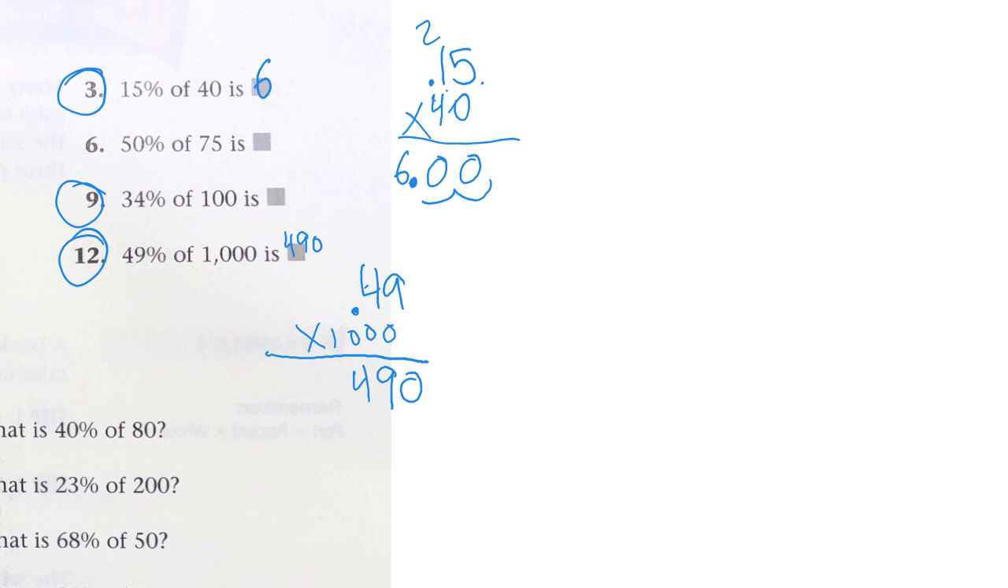Same thing for number 9. We wanted to find 34% of 100. You could write 34 as a decimal, and when you're multiplying by 100, you're going to move the decimal place 2 times to the right, by the number of zeros. There are 2 zeros in 100, so the decimal place will move 1, 2, and so the answer will be 34.